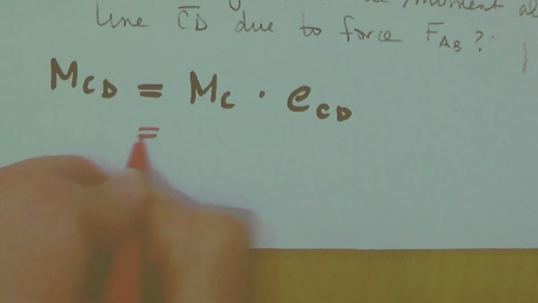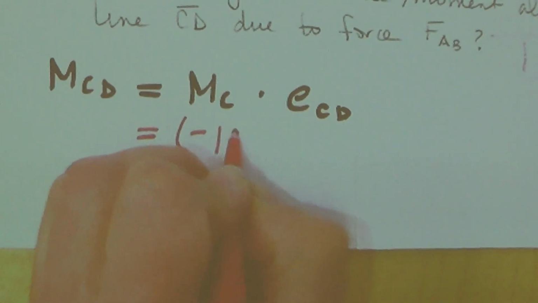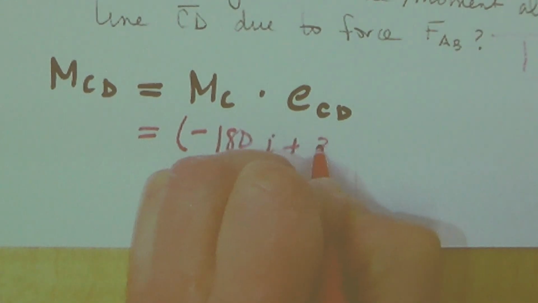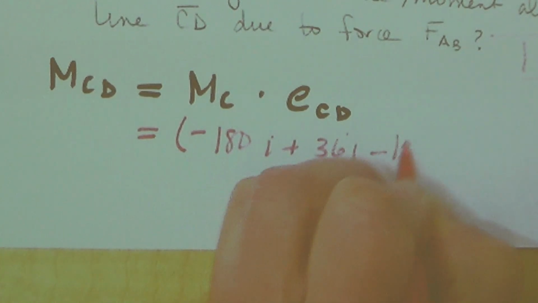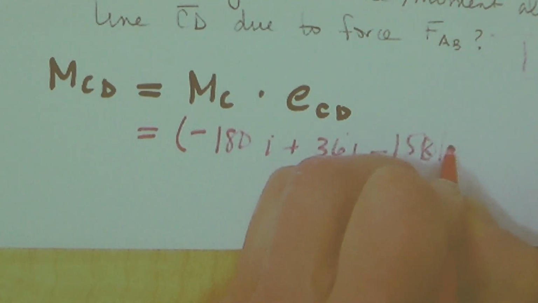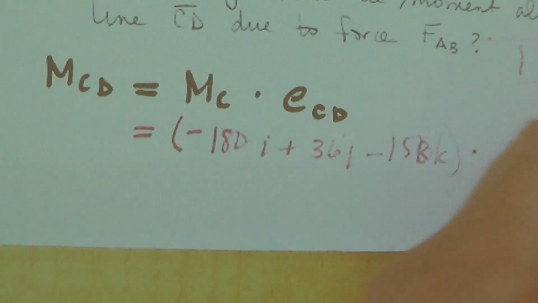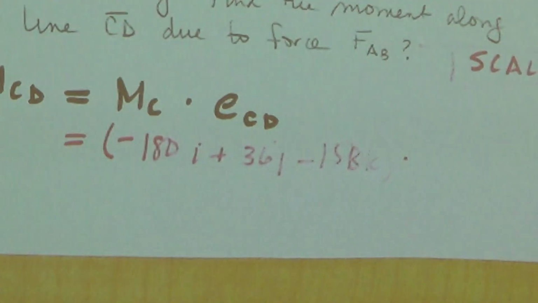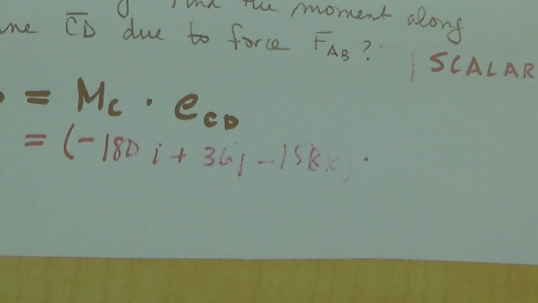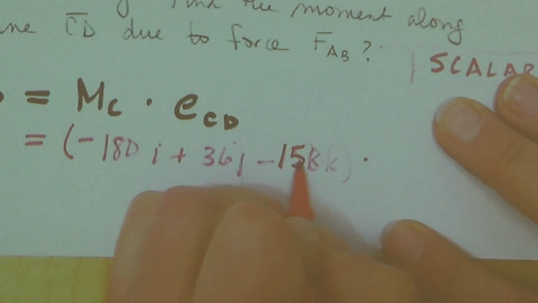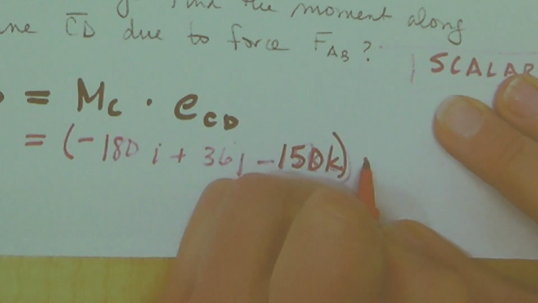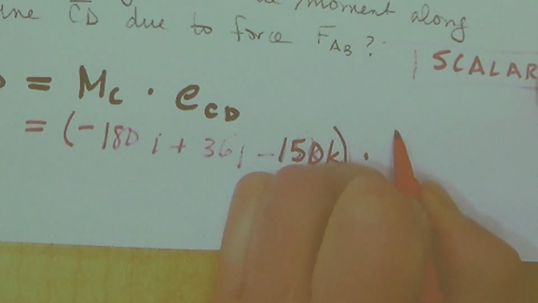So the moment of C is negative 180I plus 36J minus 150K dotted with the unit vector of CD.